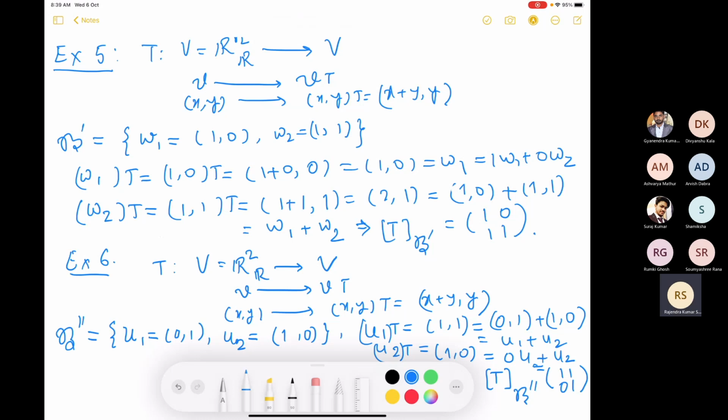So this is a different matrix that we have got this time. Although set-wise this B double prime and B are the same, still the matrices are different. Two matrices are said to be equal if and only if they have the same number of rows, same number of columns, and each corresponding entry is also equal. So we have got a different matrix, that T with respect to B double prime is not actually T with respect to B.